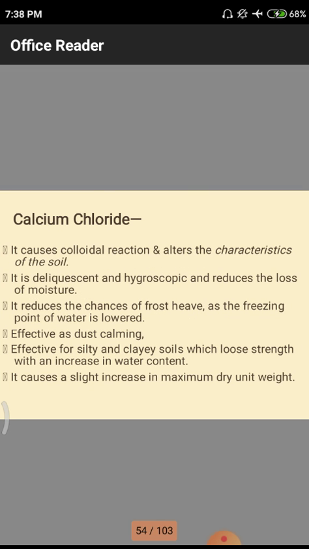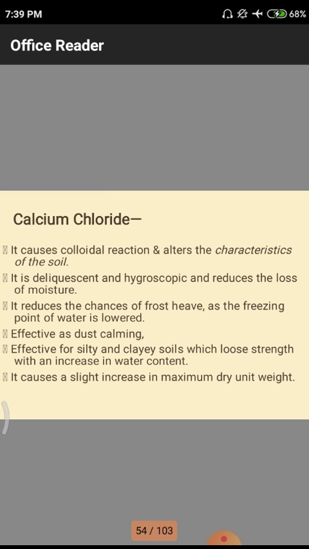And what are the properties of calcium chloride? It causes colloidal reaction. Colloidal means in water we have to observe these colloidal conditions. Simply one particle is moving and it collides with another particle, so that it forms colloidal actions when reacting with another particle, and it alters the characteristics of the soil. Simply they will change, modify or disturb the properties of the soil in the form of colloidal actions. Next, it is deliquescent and hygroscopic and reduces the loss of moisture.